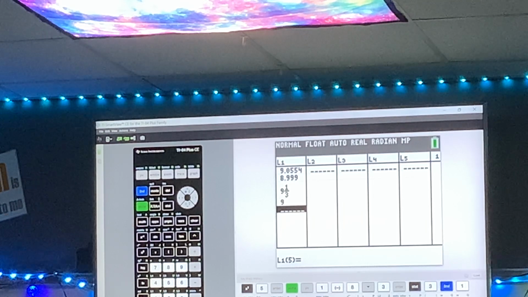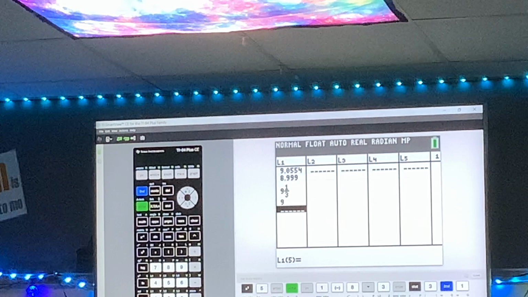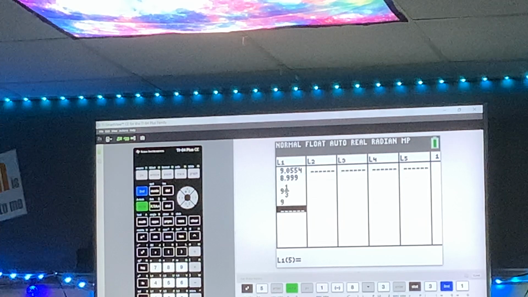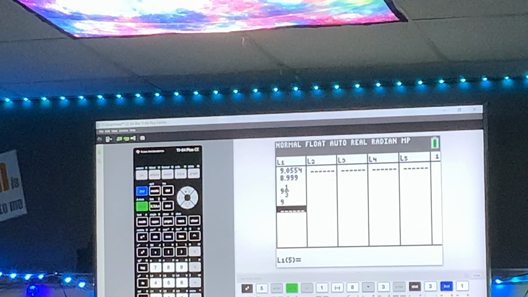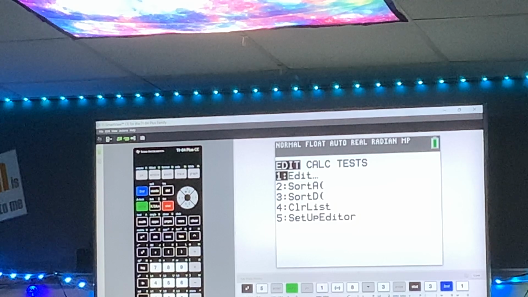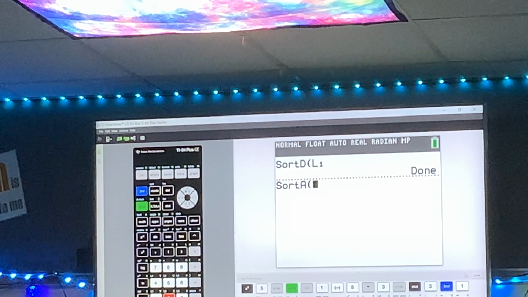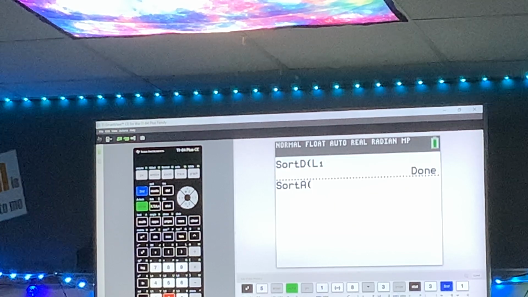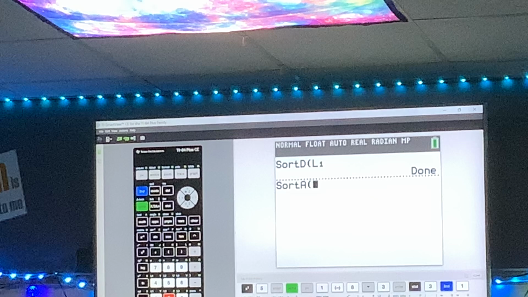Okay, now these say least to greatest. If you see right there above the thing. So if I'm going least to greatest, am I going up or am I going down? Up. Least to greatest. I went up, right? So I'm going to hit stat, 2. I'm going to hit 2 because doesn't ascending mean up? Yes. Blue 1, enter, so it's done.